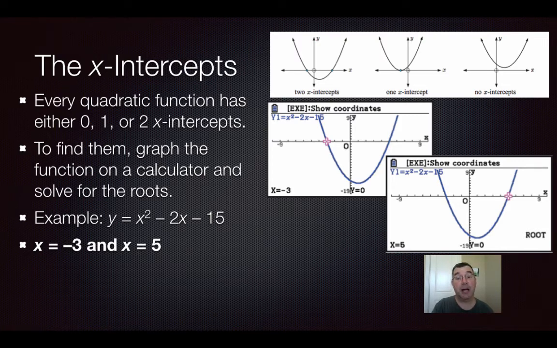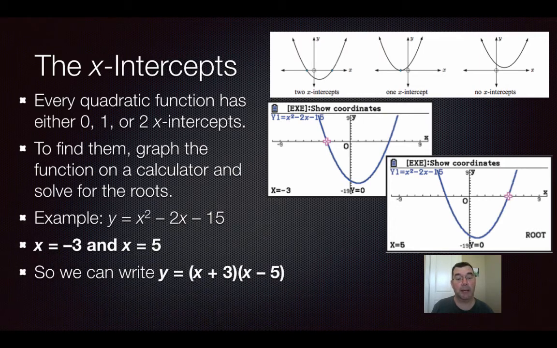So keeping that in mind, what I can do is I can rewrite this quadratic function in root form and say that y is equal to x minus one of the roots, which is negative 3. And of course I can write x minus negative 3 as x plus 3. Multiply that by x minus the other root, which is 5, so I have x minus 5. So this is just another way of writing the same quadratic function. It's just written in root form so that I can actually see where the x-intercepts are going to be.